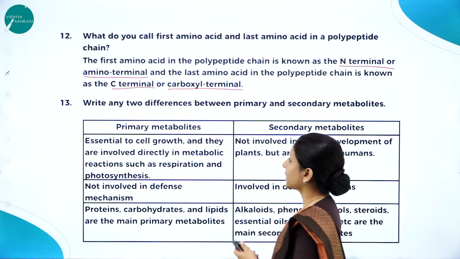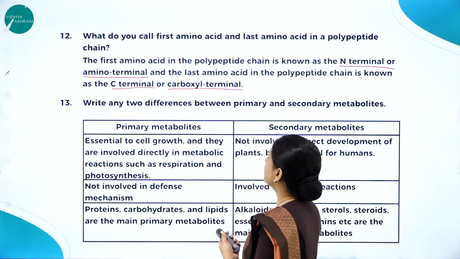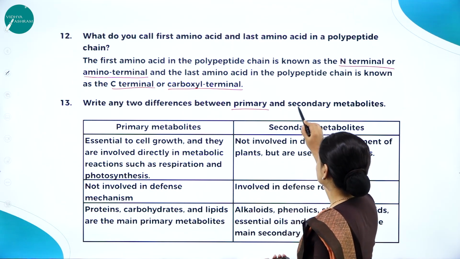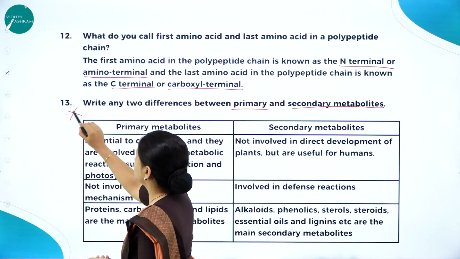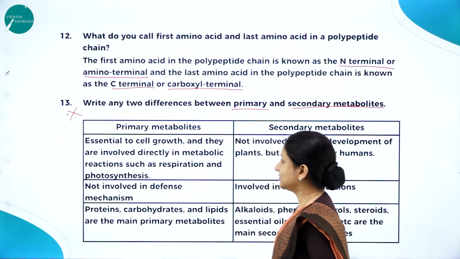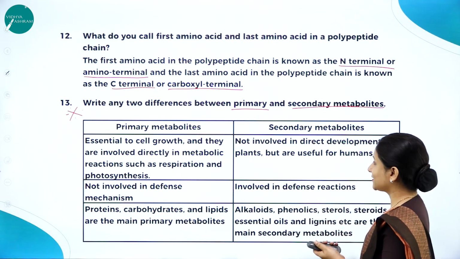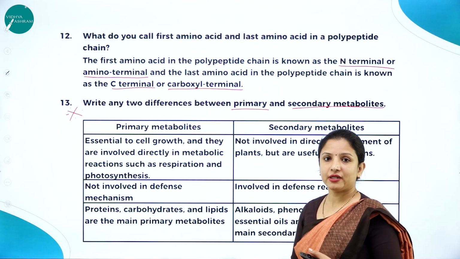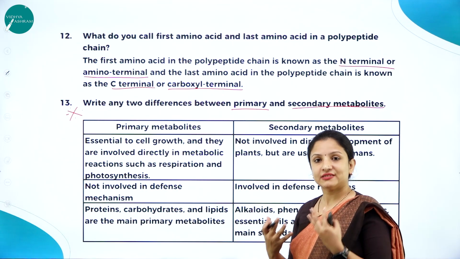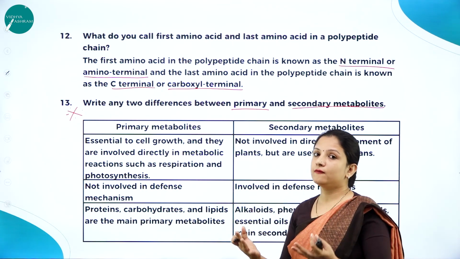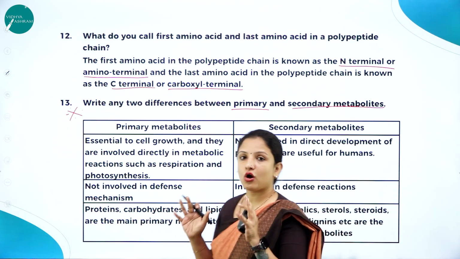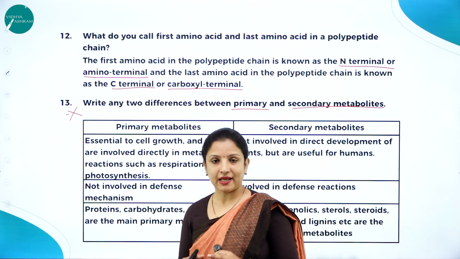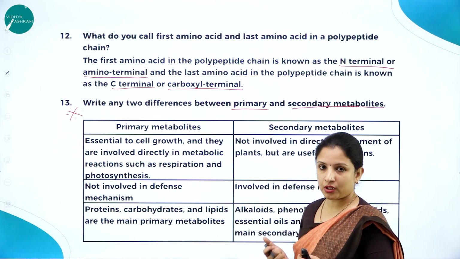Next question, write any 2 differences between primary and secondary metabolites. This is one of the very, very important questions that usually appears in the exam. So primary metabolites and secondary metabolites. Primary metabolites are essential for cell growth. That is, they're directly involved in the growth of the plant, whereas secondary metabolites are not directly involved in the growth of the plant, but they are useful for human beings.